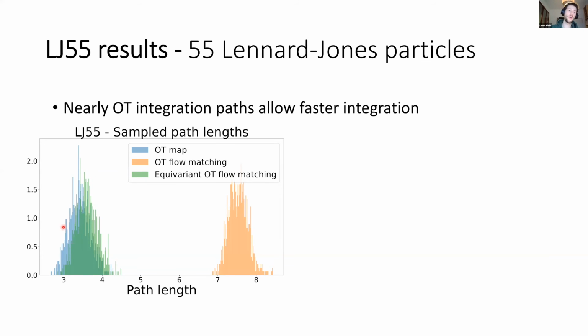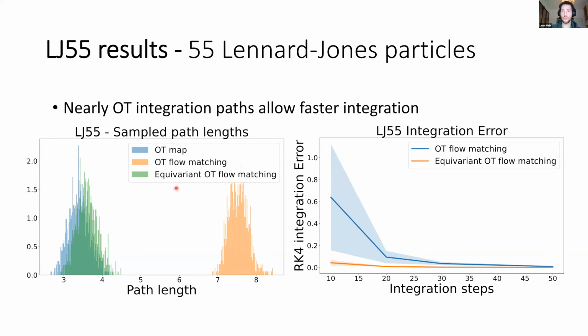So you can see we are a little bit off, but quite close for our Equivariant OT flow matching. And this helps us during inference, so when we sample with our Boltzmann generator.